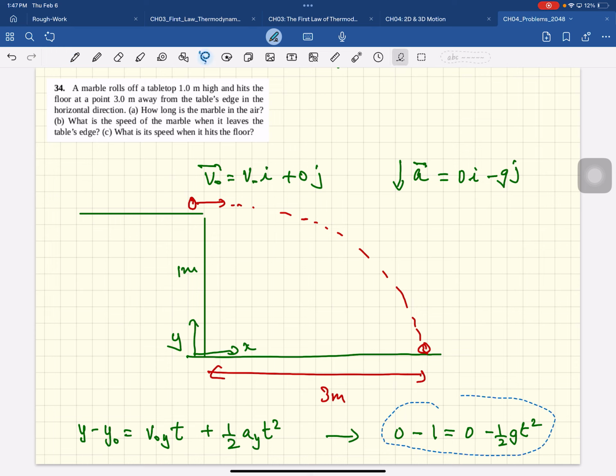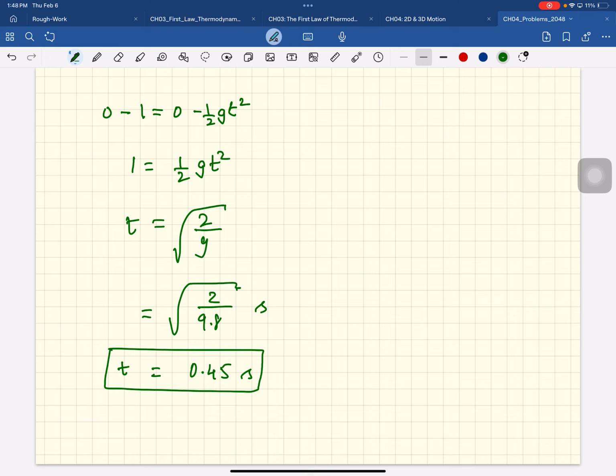So what is this saying? The amount of time it took for the marble to go from the table to the ground. That's right. So that was the time of flight.